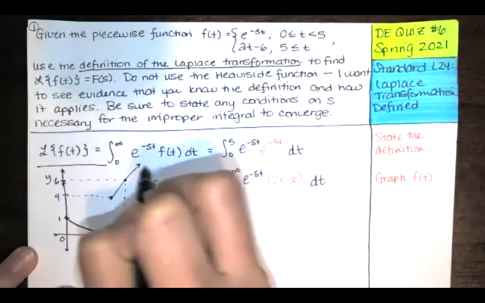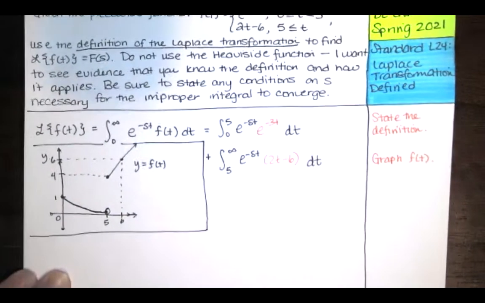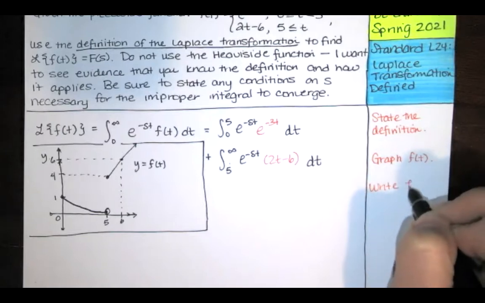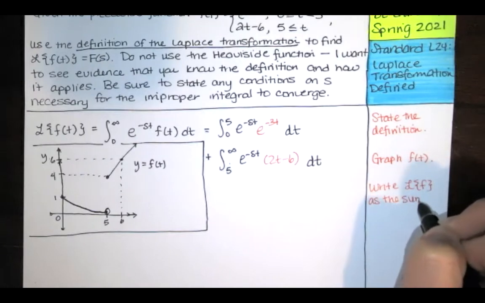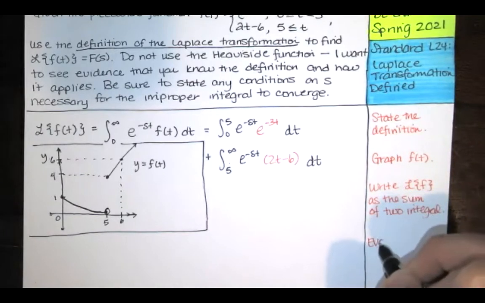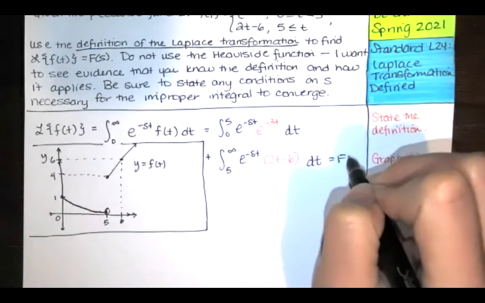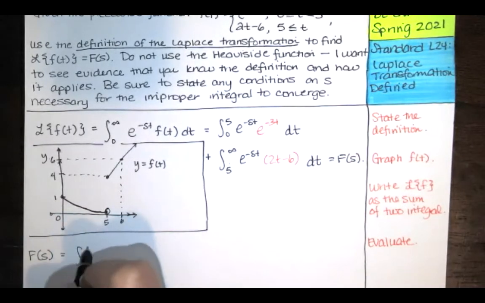So when we use the definition, those are the two integrals that we're going to evaluate. Let's write that down. We'll write the Laplace transform as the sum of two integrals, and then we'll evaluate those integrals. And this is by definition F of s. So we have F of s equals the integral from 0 to 5 of this exponential times that exponential.